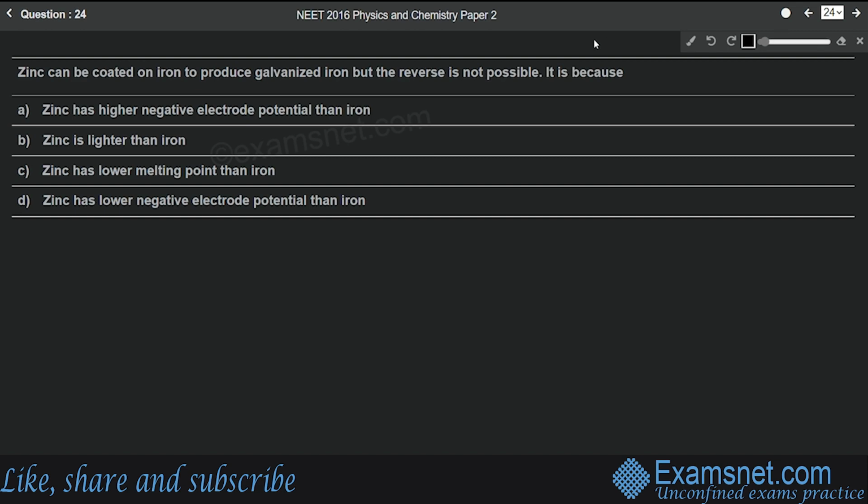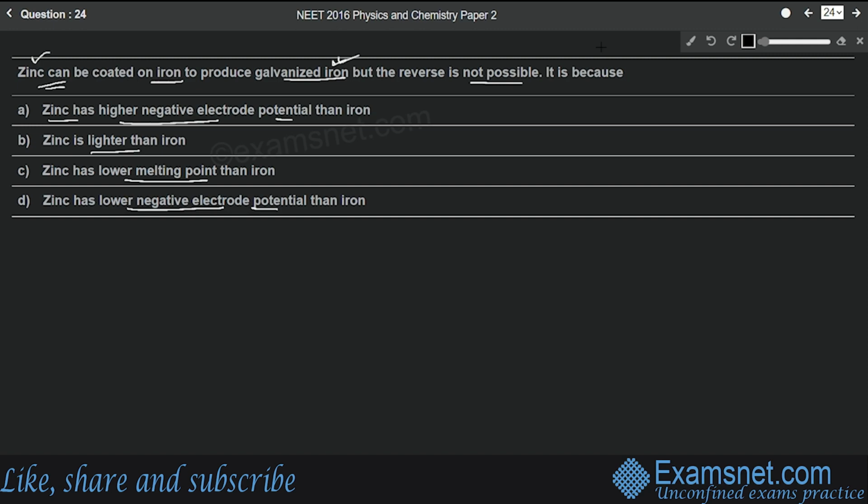Question number 24 is from the chapter electrochemistry, and the question is, zinc can be coated on iron to produce galvanized iron, but the reverse is not possible. It is because option A, zinc has higher negative electrode potential than iron. Option B, zinc is lighter than iron. Option C, zinc has lower melting point than iron. And option D, zinc has lower negative electrode potential than iron. Okay, so this is a very common question. Here we just have to compare the reactivity of zinc and the other metal, that is iron in this case.